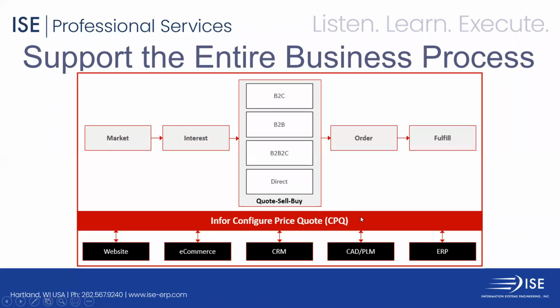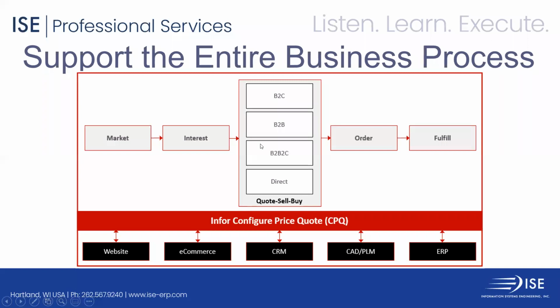So this is a slide that shows kind of the overall big picture. So you can see the red rectangle is in for configure price quote. All the boxes on the bottom, I've already mentioned, you can link the cloud CPQ to your company website. You can link it to an e-commerce software package, a CRM software package, engineering, CAD, PLM, and then of course ERP. And again, we're hoping to hear the good news that XA is one of those ERPs.